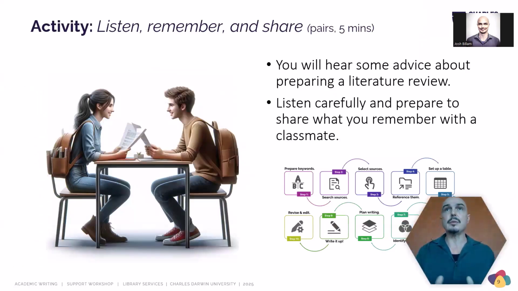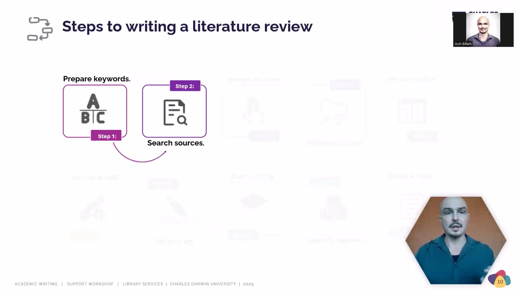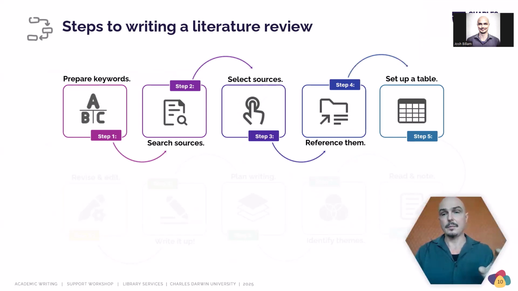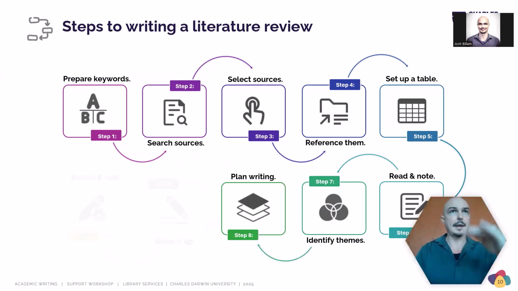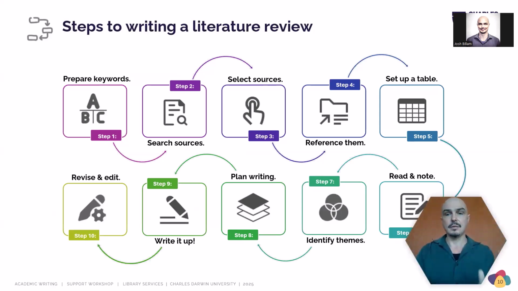People do them in different ways, but I've got a nice 10-step system. I think you should prepare keywords in the beginning and then search for your sources, go through some sort of process where you select them, then reference them, then set up some kind of recording table so that you can make notes, read and make extensive notes on your sources, identify key themes, plan out how you're going to write your lit review, write it up, draft it up, and then edit it and revise it. So let's just go through these 10 steps one by one.